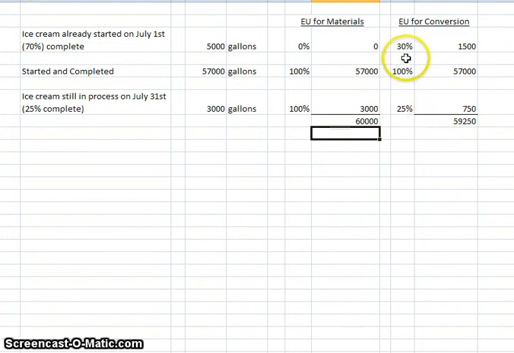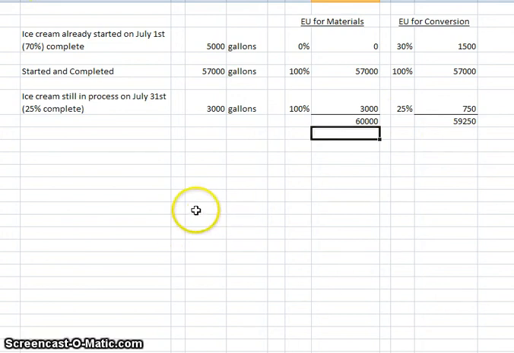Now just one thing I want to point out to you guys. The materials that were started and had to be finished during the month, if you think about it, you have to take the 70 plus the 30 to get to 100%, right? But for the ones on July 31st that are not yet complete and have just started being worked on, you're only going to use the 25% for how much it's already been converted into a finished product.